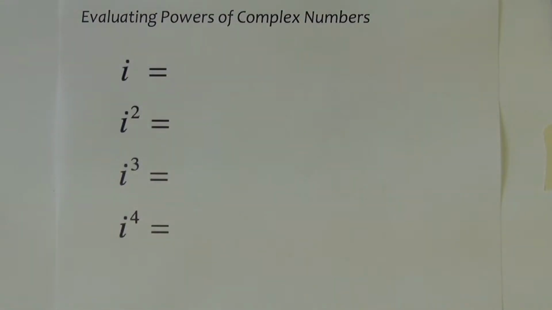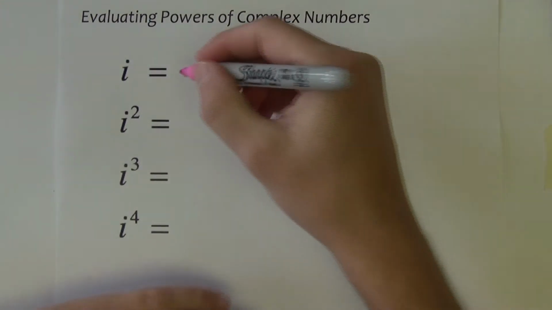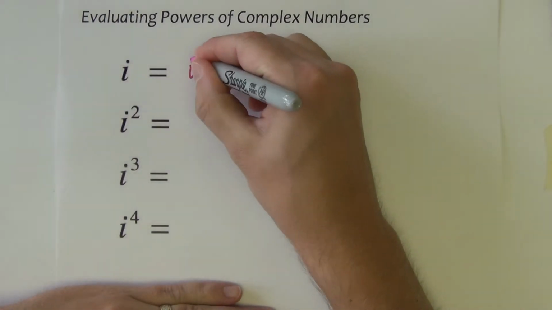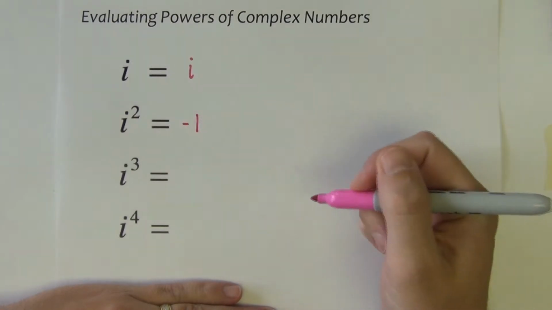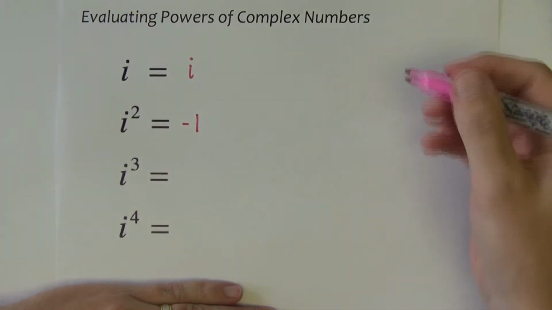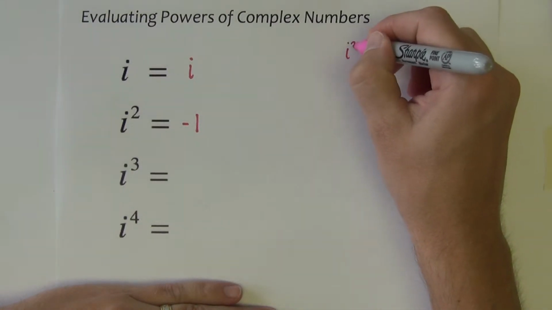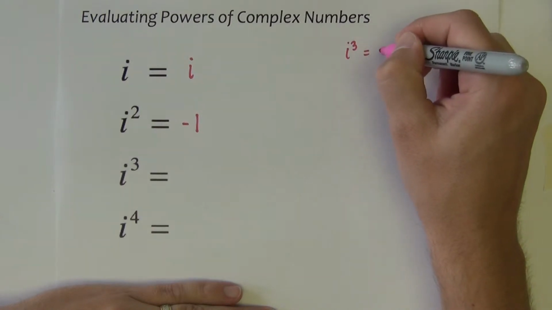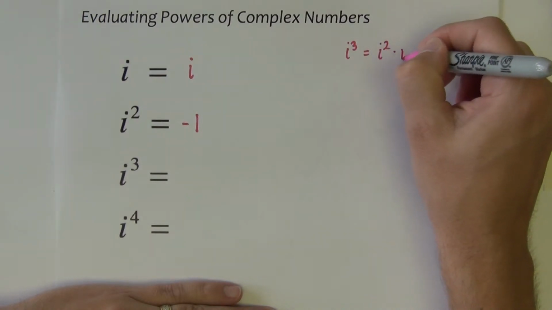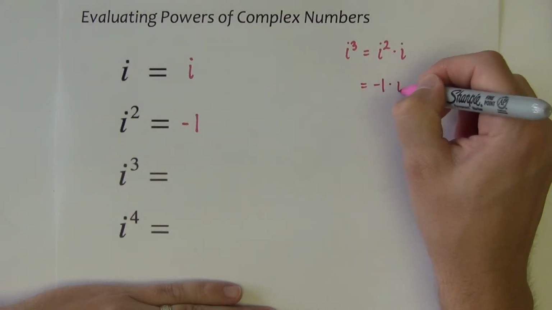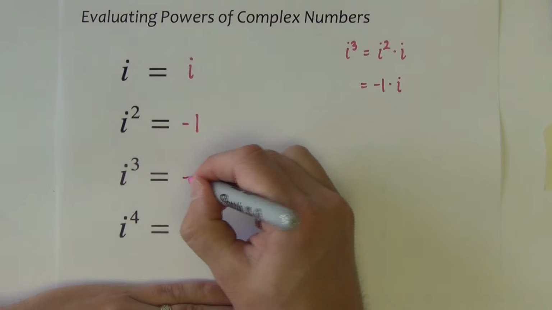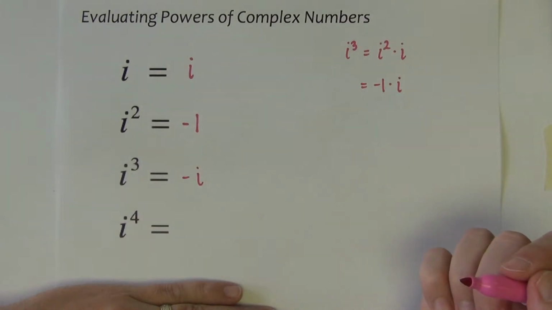Next, I want to show you how to evaluate powers of imaginary numbers. i to the first I will just say is i. Okay, we know that i squared is negative 1. i to the third, let's do it up here. i to the third is the same as i squared times another i. And if i squared is negative 1, negative 1 times i is negative i.